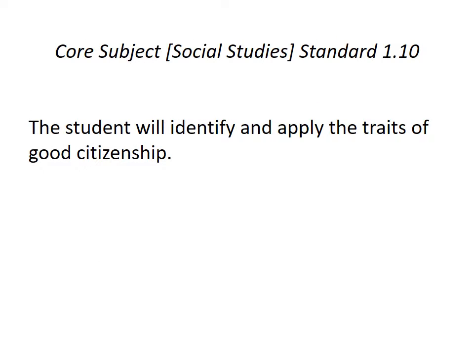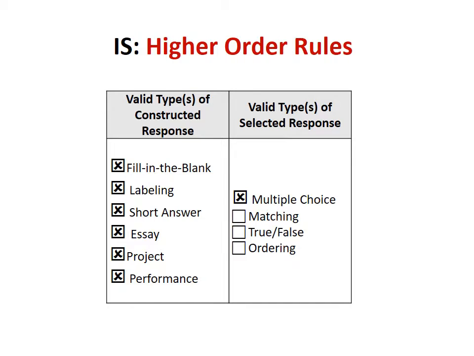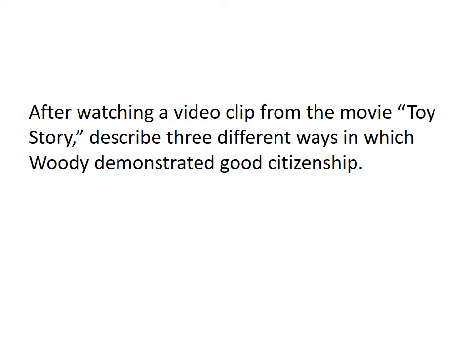The same here. Here's an example, identifying and applying the traits of good citizenship. Again, one interesting thing about higher order rules is that you can measure them using lots of different kinds of constructed response, all of them, and multiple choice also works. Here's an example.